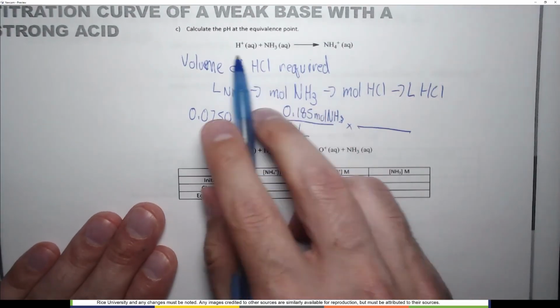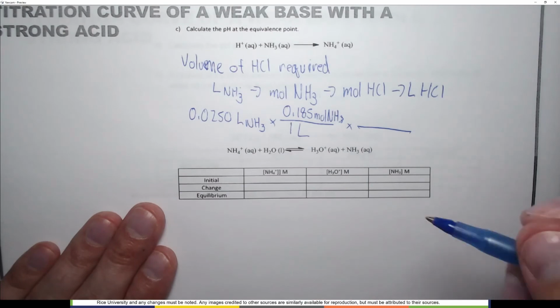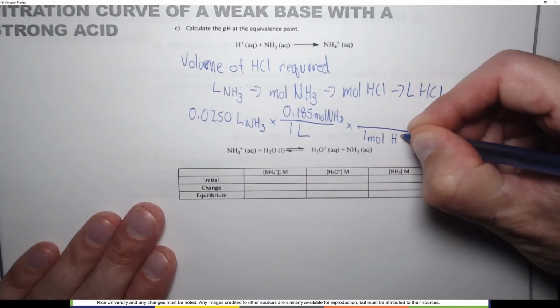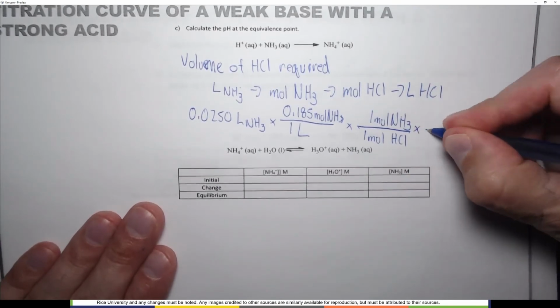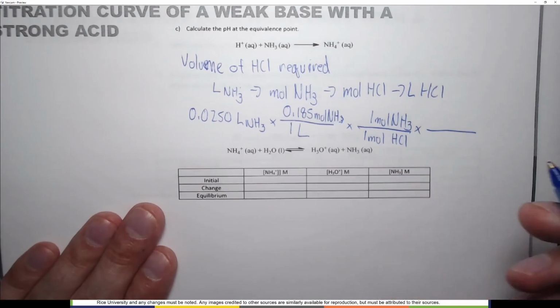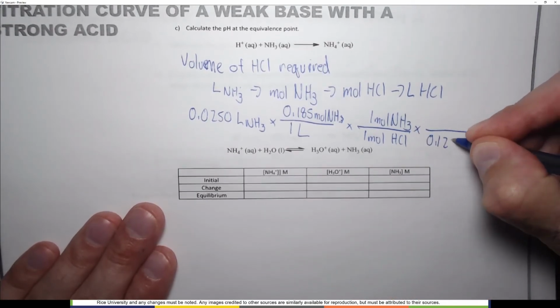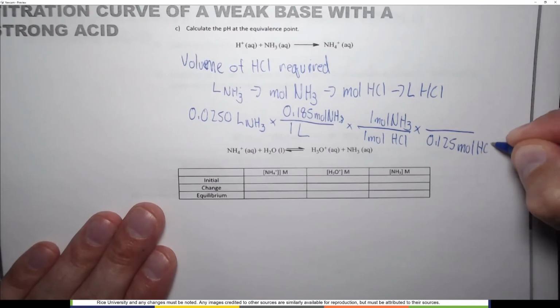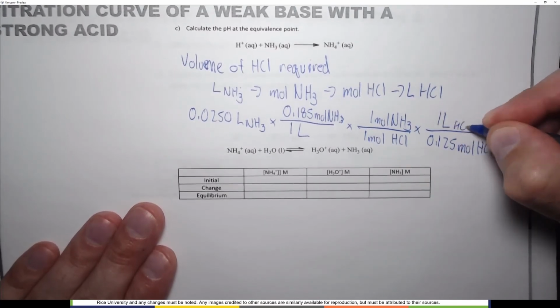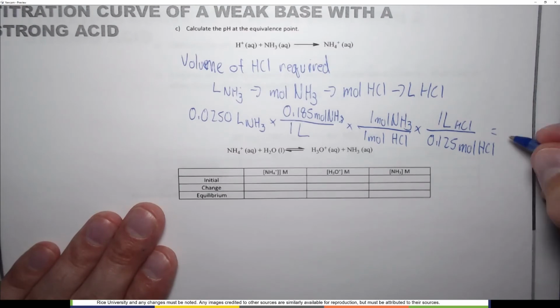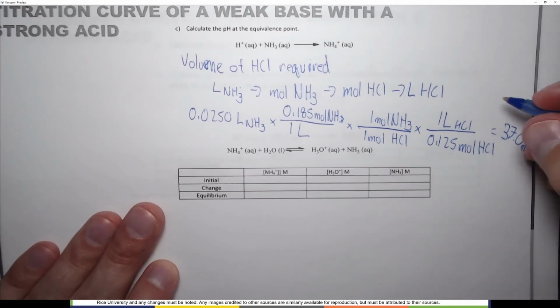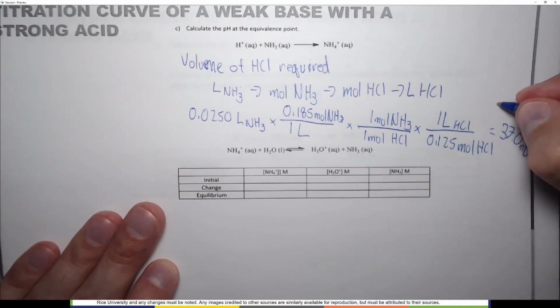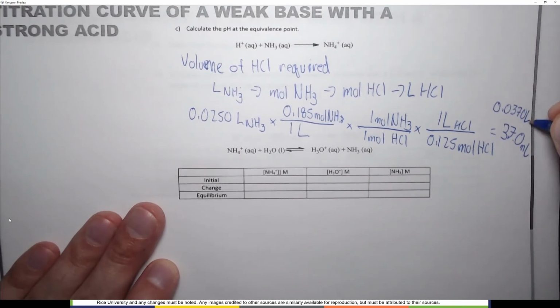Now we can convert this to moles of HCl using the balanced chemical equation. H plus is HCl. So 1 mole of HCl per 1 mole of NH3. And then we want to convert it to liters using the molarity of HCl. So for every 0.125 moles of HCl, there's 1 liter of this HCl solution. And when we do that, we find that it takes 37.0 milliliters of HCl to reach the equivalence point. I should have written this in liters, which is 0.0370 liters, which we can convert to milliliters of HCl.